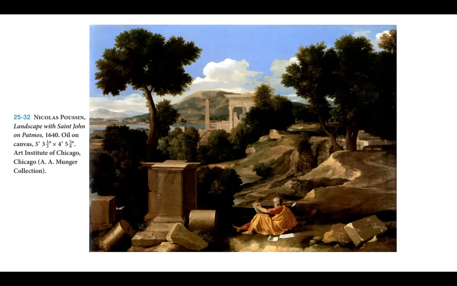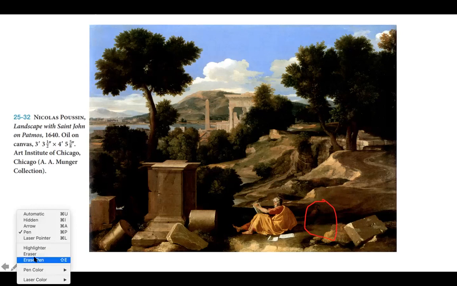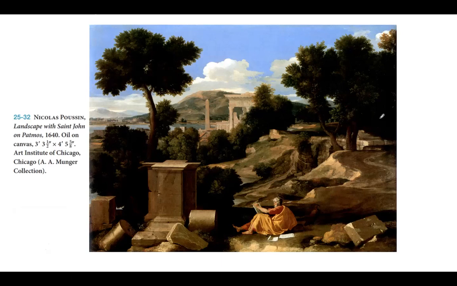Also, you need to know that St. John is writing about the end of times, the last judgment. And we know this is St. John because there is an eagle right here, and the eagle was the symbol of the evangelist. So it's kind of interesting that we have these ruins of the old world. He's sitting in contemporary time and he's writing about the future. So we have this broad span of time captured in one painting.